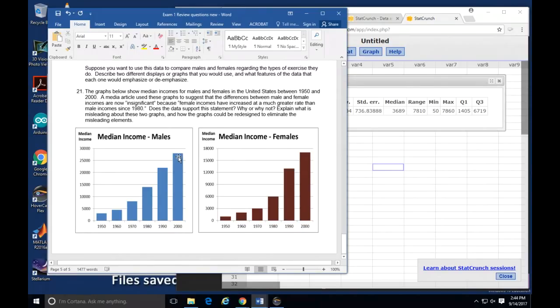That means that this last bar in the year 2000, the median income is something like 27,000. Whereas for the females, since that highest value there is 18,000, this would only be probably 17,000. So we've got 27,000 versus 17,000. So they're really not the same at all. That would be the big thing that would be misleading for these graphs, is that they use different vertical scales.